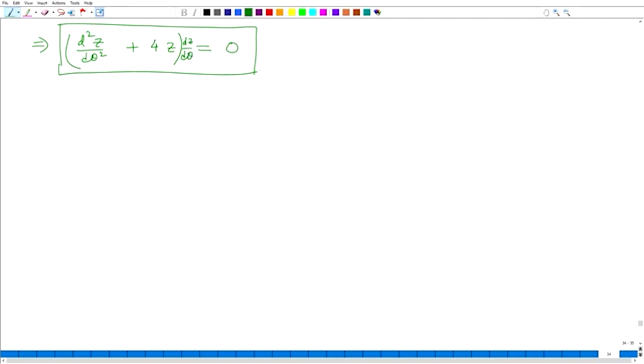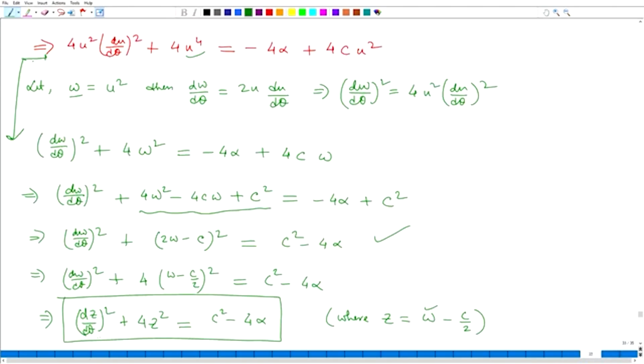But dz/dθ, for instance, I am just assuming to be not equal to 0, and why, you have to think, and you can tell me later. We get d²z/dθ² + 4z = 0, because this c² − 4α is just a constant.